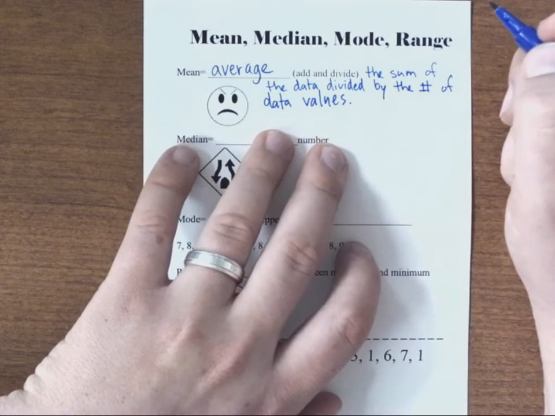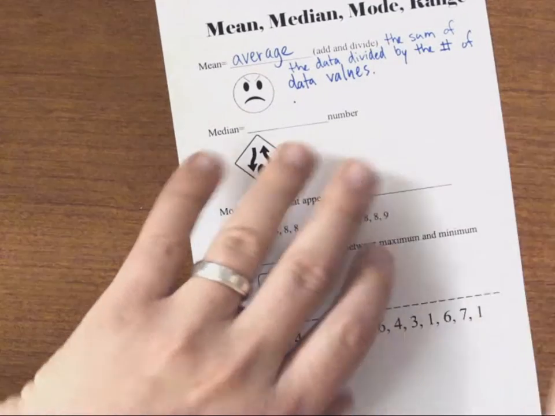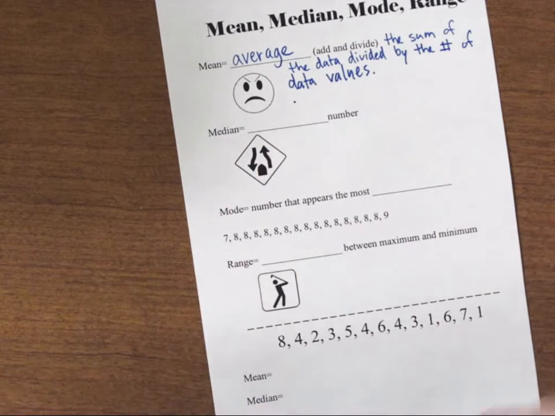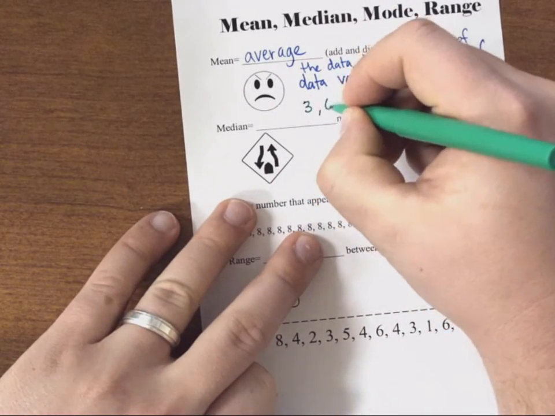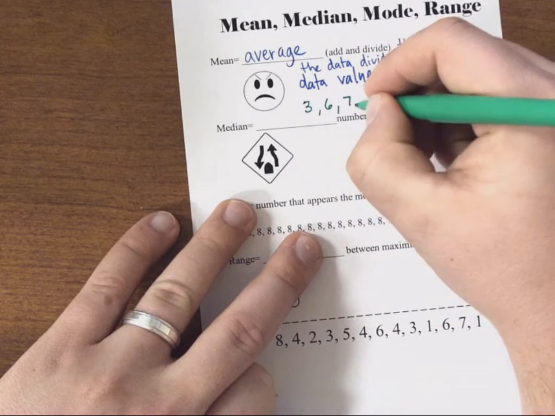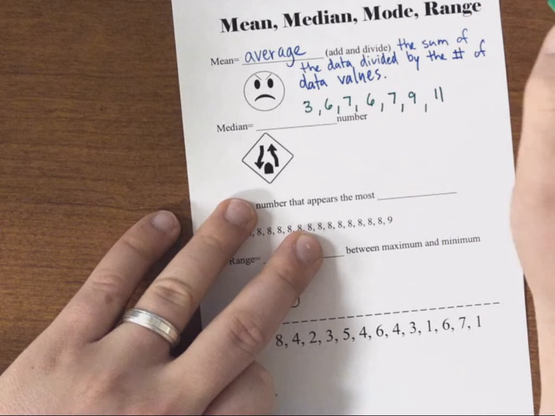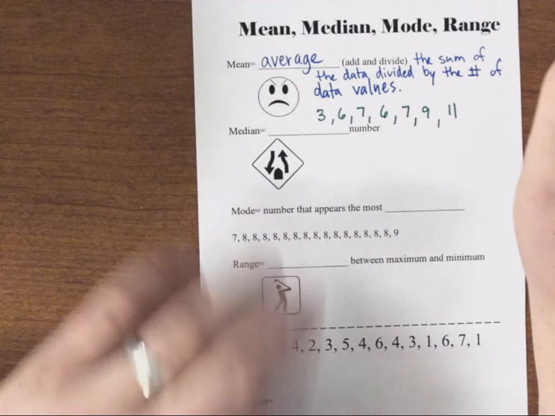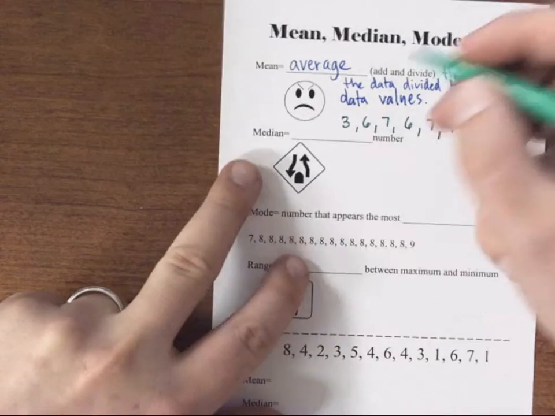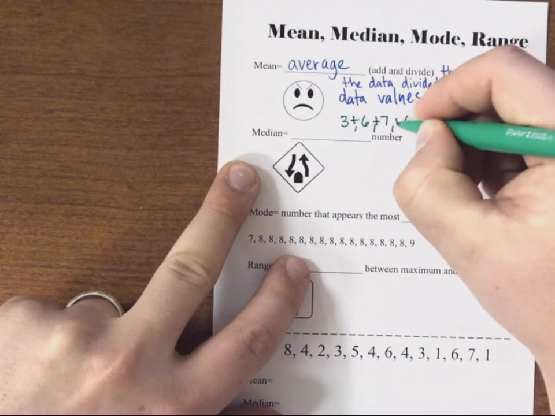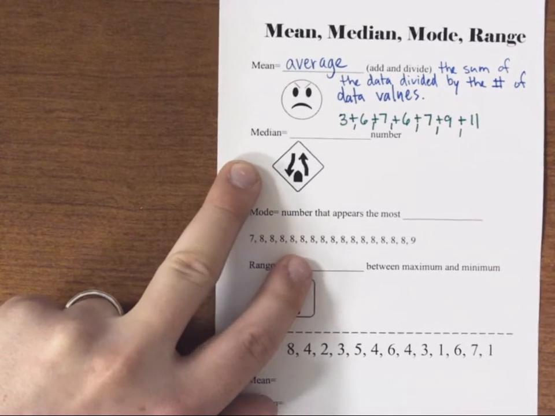For example, we could have a data set of, let me do it in a different color for you. We could have in our data set the numbers 3, 6, 7, 6, 7, 9. So if I wanted to find the mean or the average of that data set, we would simply add all of the numbers in our data set, it doesn't matter which order. When we add all of those up, then we would have a total.